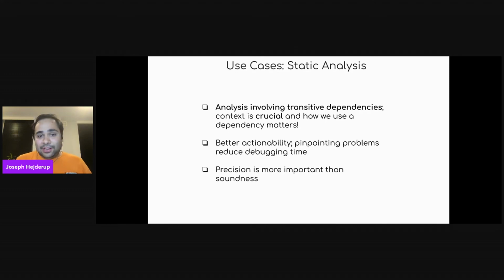I think really when it comes to doing a whole dependency tree analysis, or analysis that generally involves transitive dependencies, it really shows that context is very crucial, because we don't use all the APIs of our direct dependencies, and that also has implications for what transitive dependencies we use.